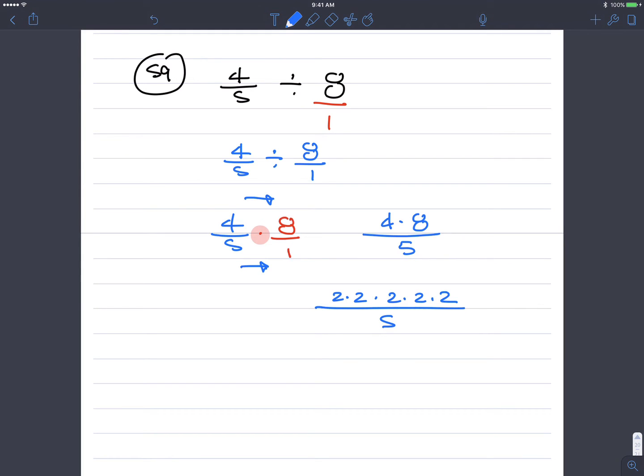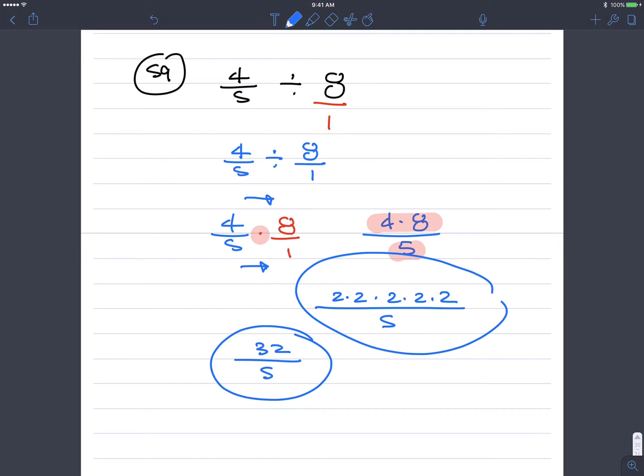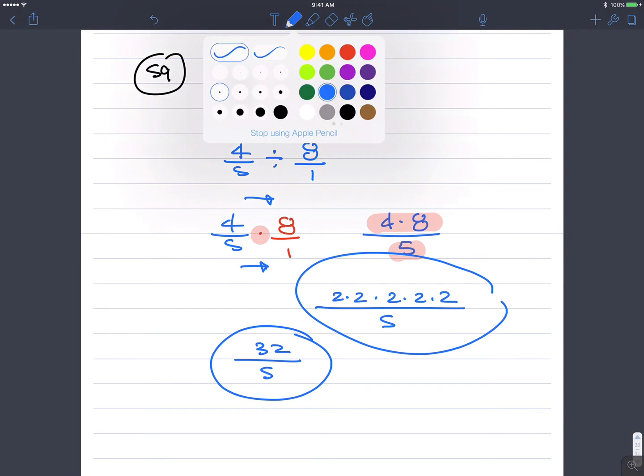So the final answer is going to be found simply by multiplying 4 and 8. And we know that's 32. And that's going to be over the value 5. And we're done. This is reduced to lowest terms because there is nothing that cancels over here. So you're done.